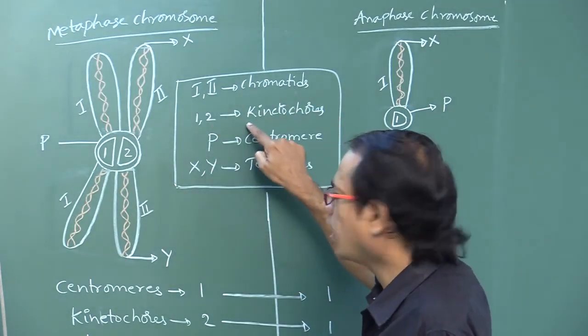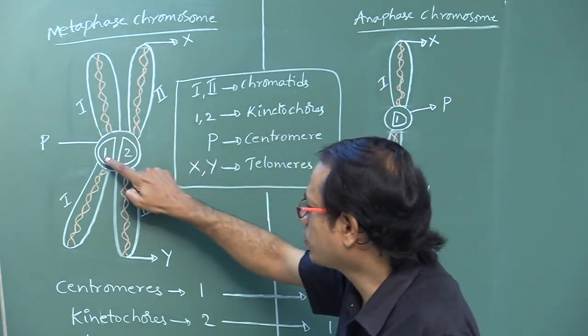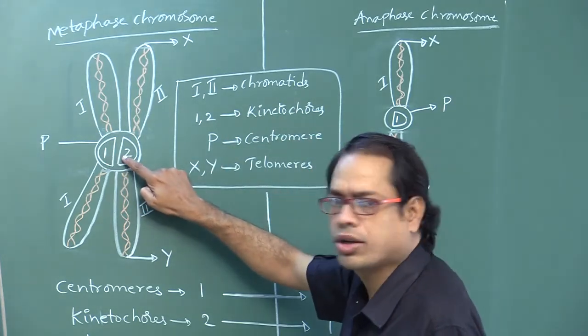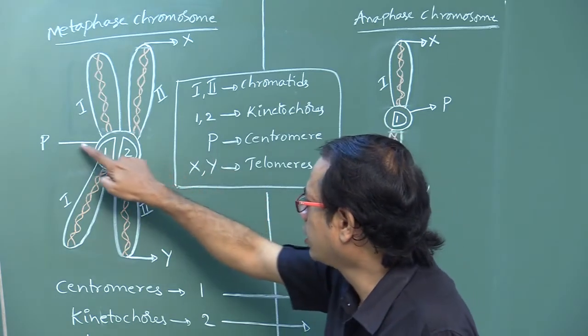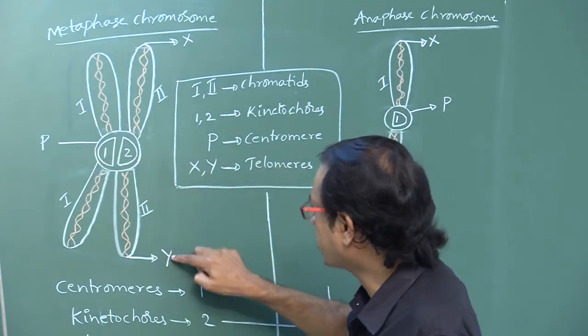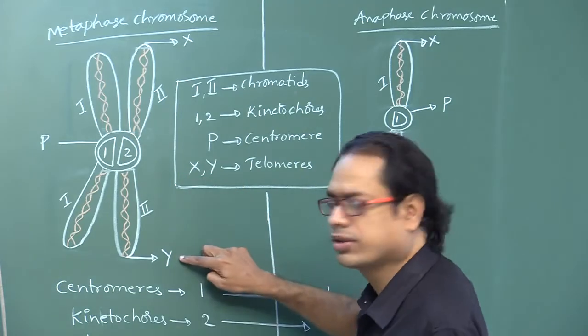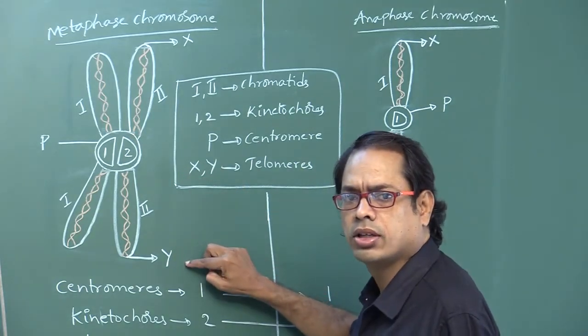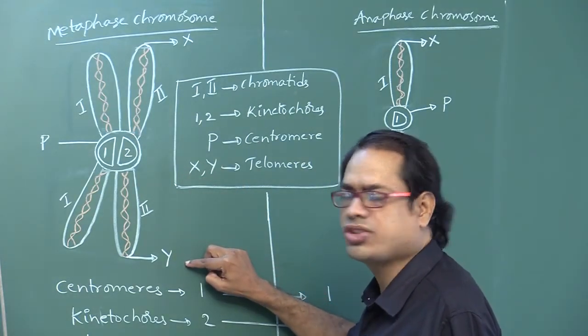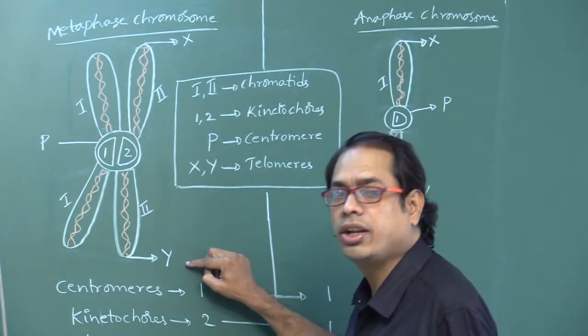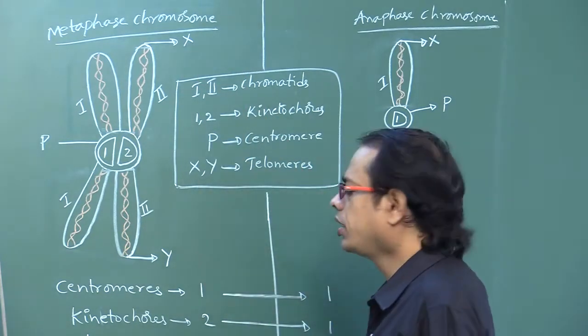These 1 and 2 are called kinetochores. P is called centromere. X and Y are the tips of the ends of the chromosome. The tip of each end of the chromosome is called telomere. X and Y are called telomeres.